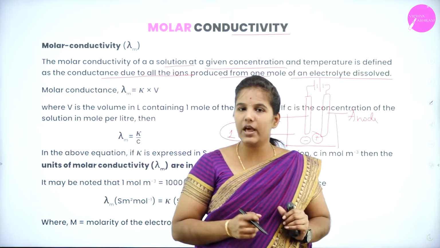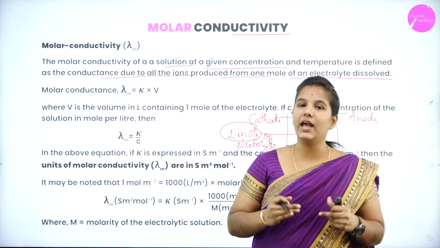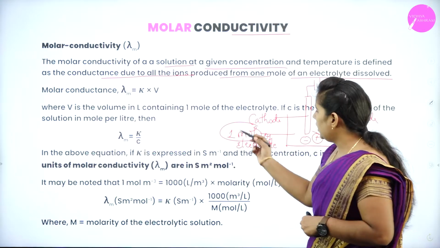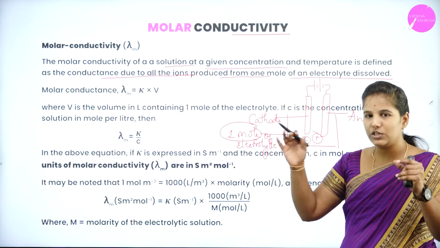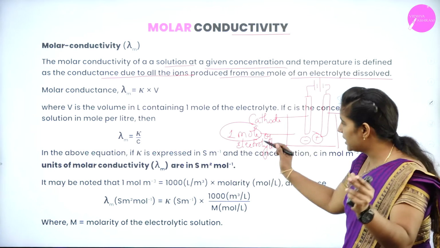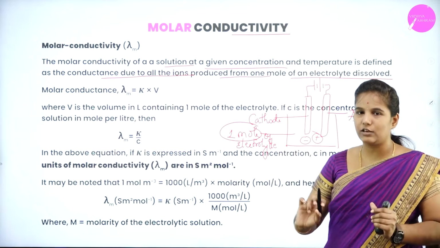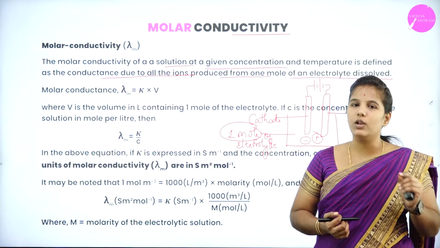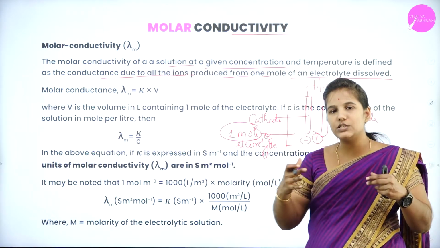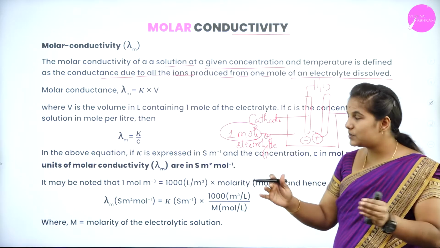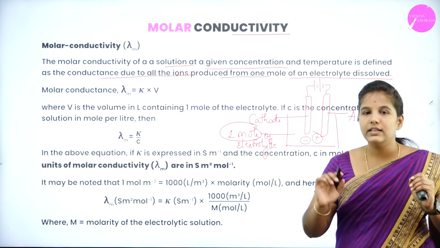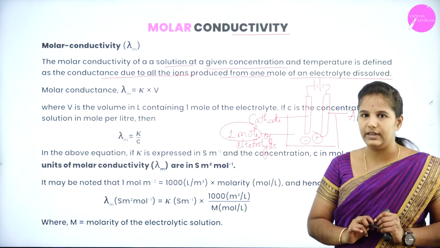Understood? So what is molar conductivity? Molar conductivity can be defined as, at a given concentration, if you consider 1 mole of electrolyte which has been dissolved in a solution, how much of the ions which have been produced from this 1 mole of an electrolyte, that is said to be the molar conductivity. It is defined as the conductance due to all the ions which have been produced by dissolving only 1 mole of an electrolyte.